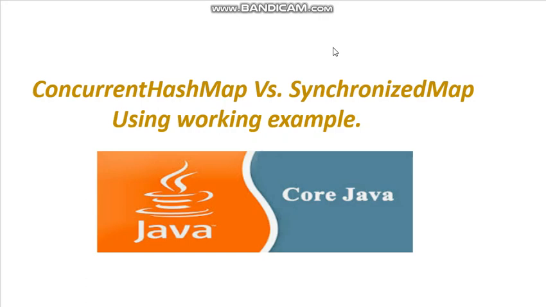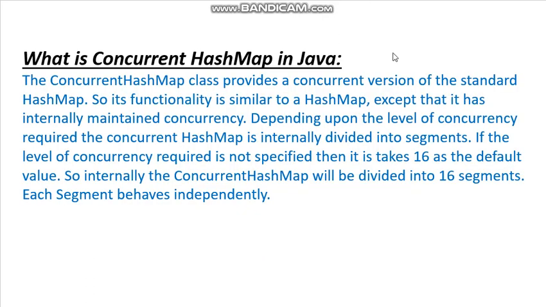Hello, in this video we will learn about ConcurrentHashMap versus synchronized map using a working example. First we will learn about the ConcurrentHashMap in Java. The ConcurrentHashMap class provides a concurrent version of the standard HashMap. So its functionality is similar to HashMap, except that it has internally maintained concurrency.